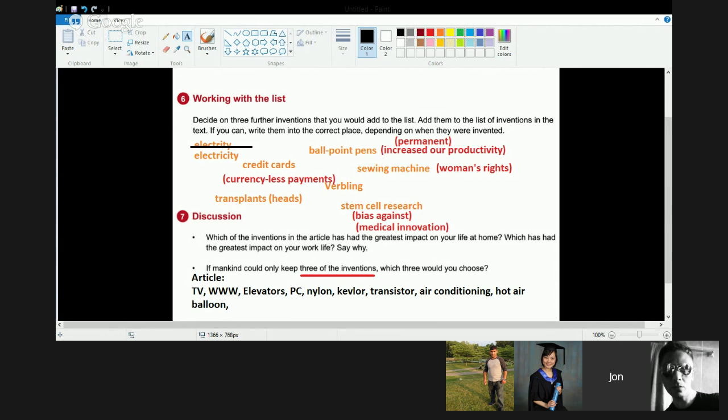Why are elevators important? Well, because nowadays people are building skyscrapers and business centers in those buildings. Skyscrapers. Right. So we need elevators.